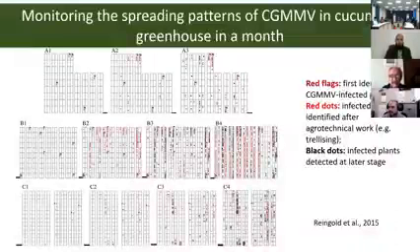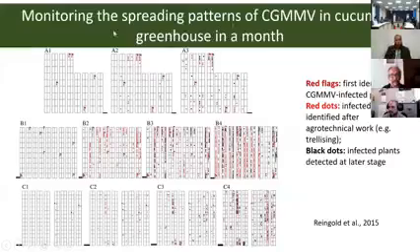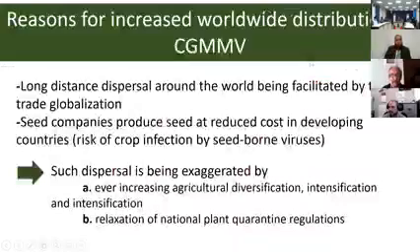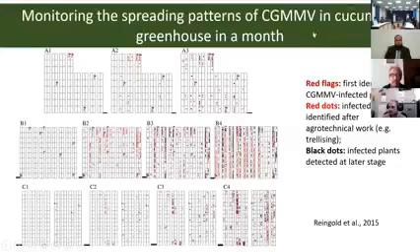And you can see here monitoring of the spreading of CGMMV in cucumber in a greenhouse. As I told you before, CGMMV is transmitted mechanically. So the farmers, because they don't know how the virus is being transmitted, can transmit the virus to the whole greenhouse very, very quickly. So you see the monitoring of CGMMV in the crop.